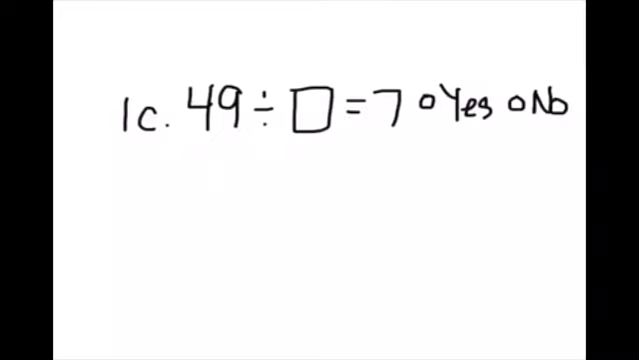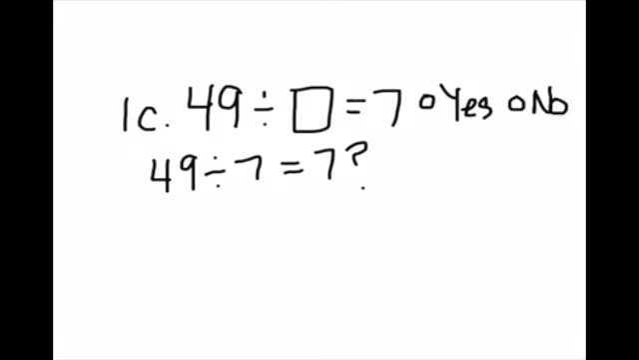So far, we have 2 no's, and so we have 2 more problems to go. Let's see if we get another no or if we get a yes this time. So we have 49 divided by blank equals 7. And I am going to remember that we need to test out and see if 49 divided by 7 equals 7. So that's my question to myself. Does 49 divided by 7 really equal 7?